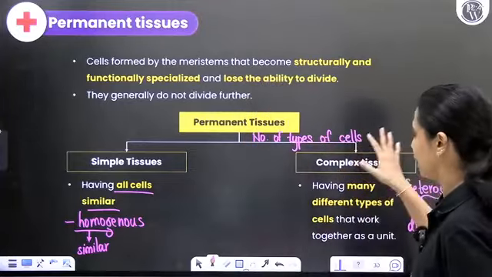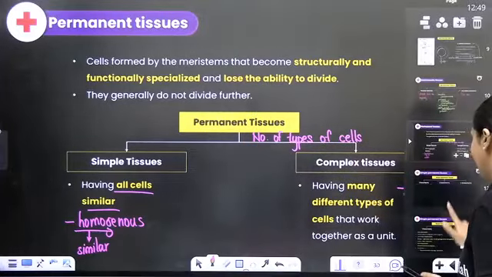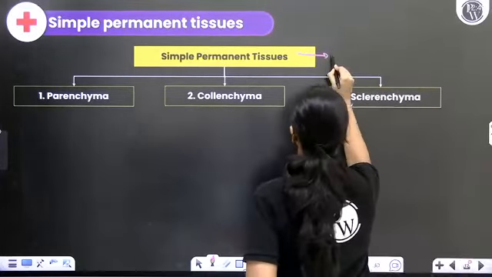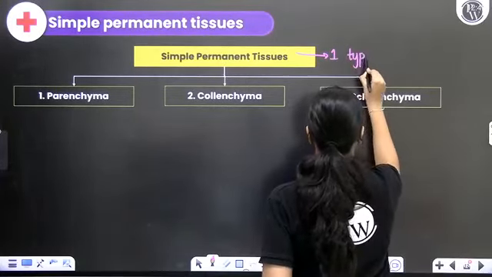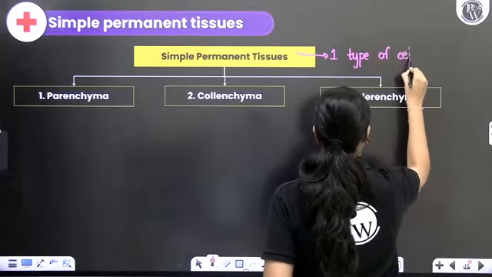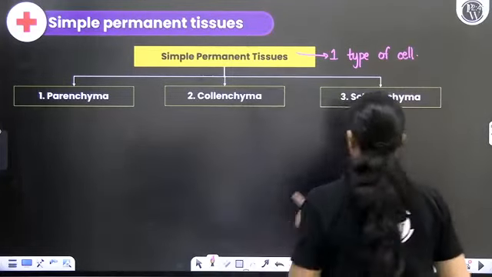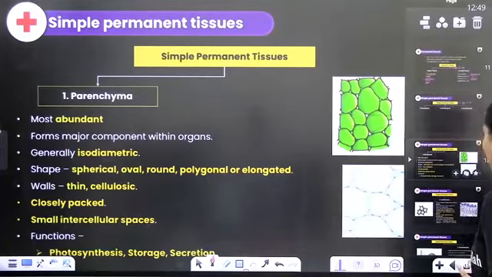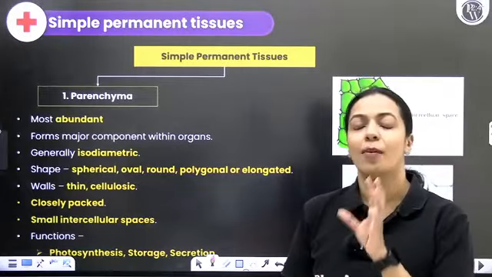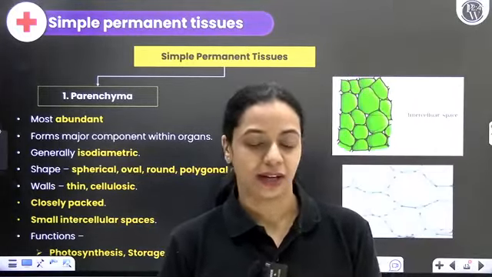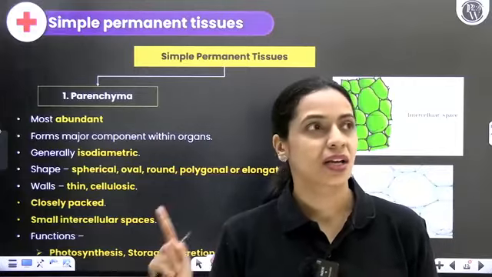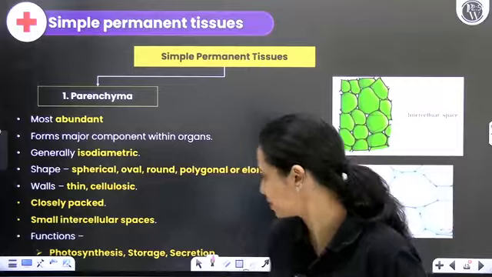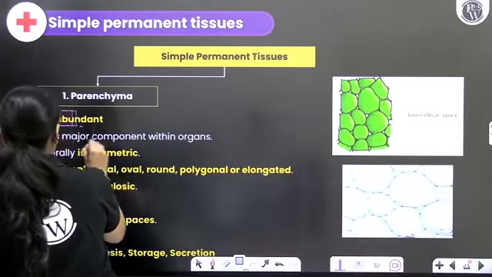Alright, so here in permanent tissues, we will learn about simple permanent tissues first. The simple tissues are your simple permanent tissues. They are made up of just one type of cell only. You have three types: Parenchyma, Collenchyma, Sclerenchyma. We will learn about each of them one by one, starting with Parenchyma. Parenchyma is the most abundant type of plant tissue. You can find Parenchyma in the root, in the stem, in the leaf, in the flower, in the fruit, everywhere. So it is the most abundant type of tissue that you can find in plants.